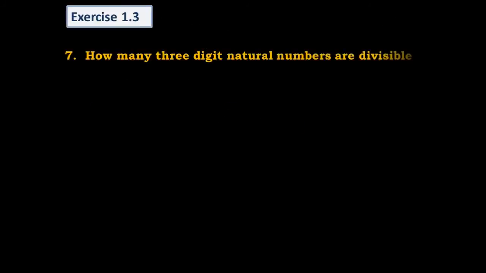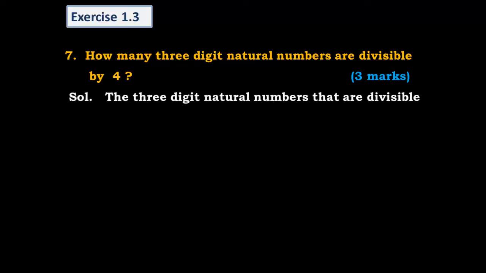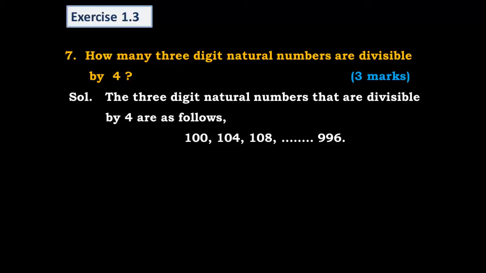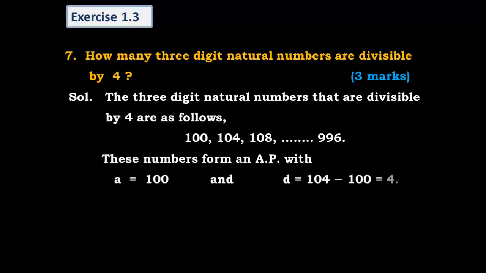How many 3-digit natural numbers are divisible by 4? See, the question is how many 3-digit natural numbers are divisible by 4. So the 3-digit natural numbers that are divisible by 4 are as follows. See, the numbers are like this: 100, 104, 108, and so on. Now see, these numbers form an AP. See, the difference is constant, na? So it forms an AP, with first term as 100 and difference D as 104 minus 100, that is 4.